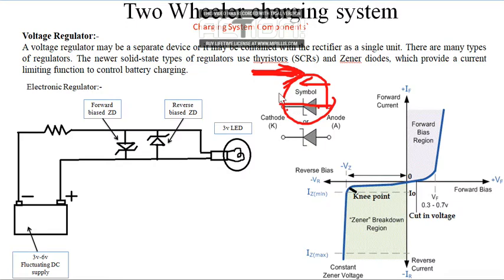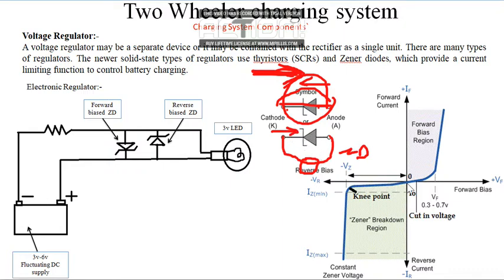Then current flows across the diode only when the voltage applied across the two terminals of the diode is greater than the Zener voltage. This is your Zener voltage. If the voltage applied across this diode is more than or equal to the Zener voltage, then current is supposed to flow in the reverse direction also. But in the case of a normal diode, it is not possible. It is only possible in the case of the Zener diode.